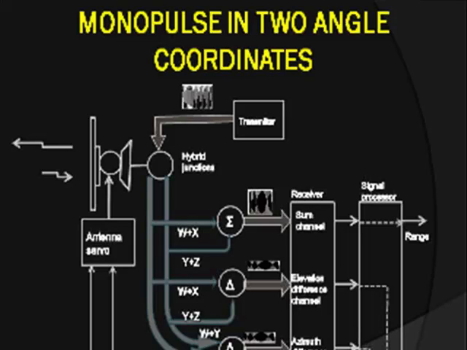A complete block diagram of a monopulse to be used for 2 angle coordinates is shown in this slide. The antenna outputs are given to 3 different hybrids. One is for sum channel output, another one is for elevation, the third one is for azimuth. All of them are separately processed, and the azimuth and elevation error signals are given to servo motors to adjust the antenna location properly, and the range information is obtained from the sum channel.